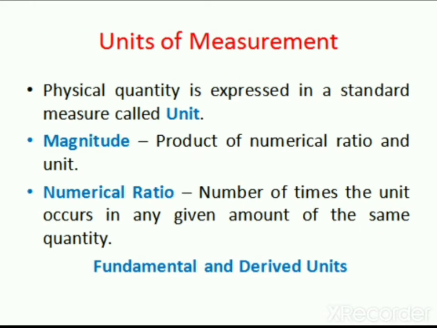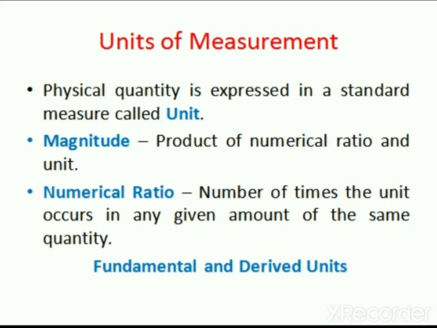So next, the units of measurement. Any physical quantity which is measured is expressed in kind and magnitude. Each kind of physical quantity is expressed in a standard measure which is called a unit. The magnitude of a physical quantity is defined as the product of numerical ratio and the unit. The numerical ratio is also called the numerical multiplier or number of measures, which is defined as the number of times the unit occurs in any given amount of the same quantity.